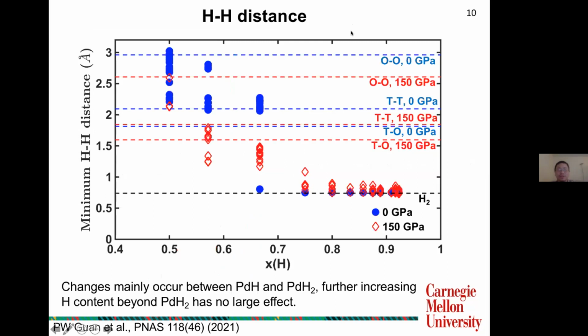And then this figure shows the hydrogen distance of the structures. So you can see the situation is quite different between the different pressures and also the compositions. The major change mainly occurs between PdH and PdH2, because you can see that after the composition of PdH2, the distance will not change too much. But before this composition, there will be a very drastic change of the hydrogen distance.